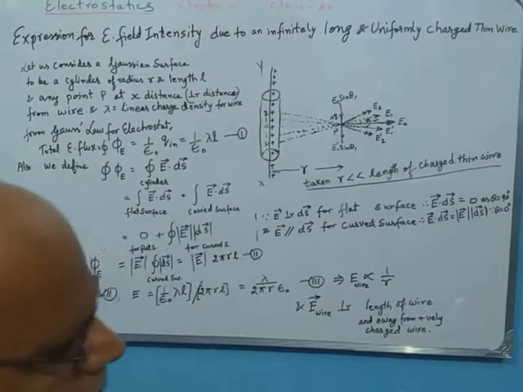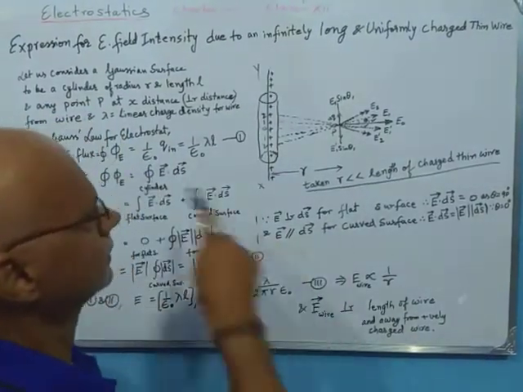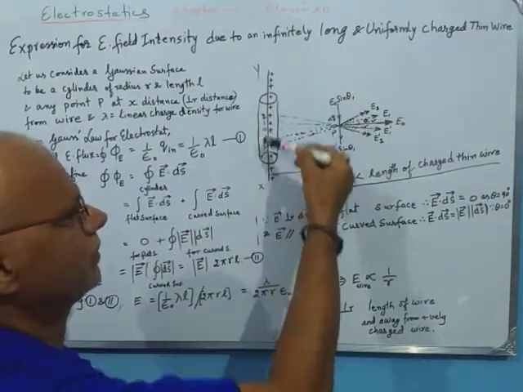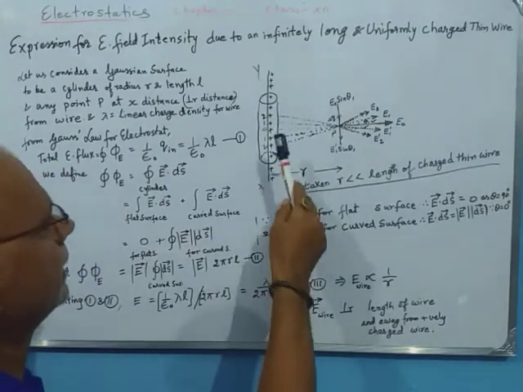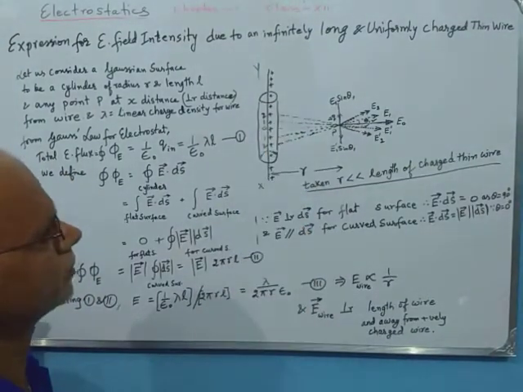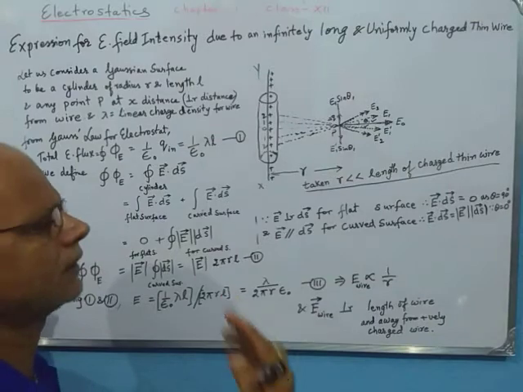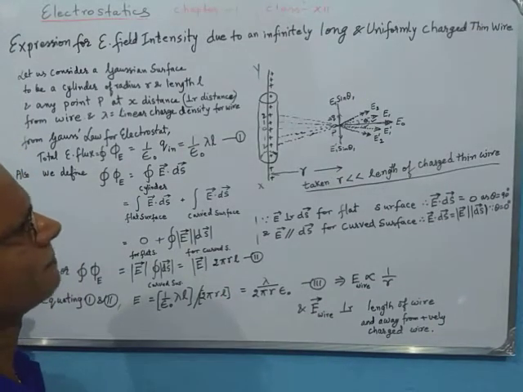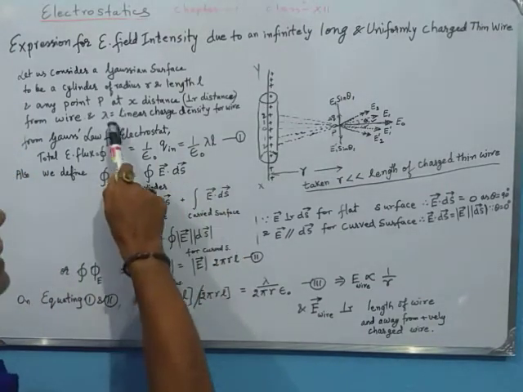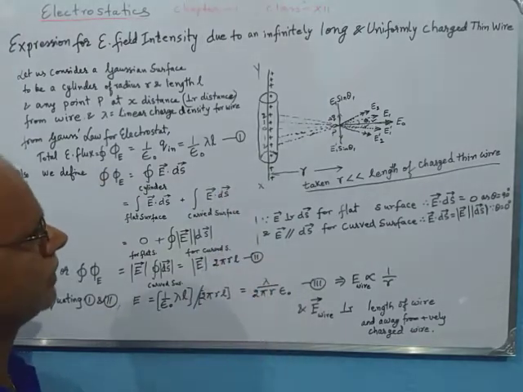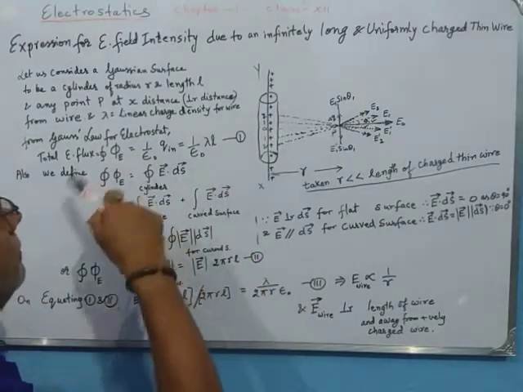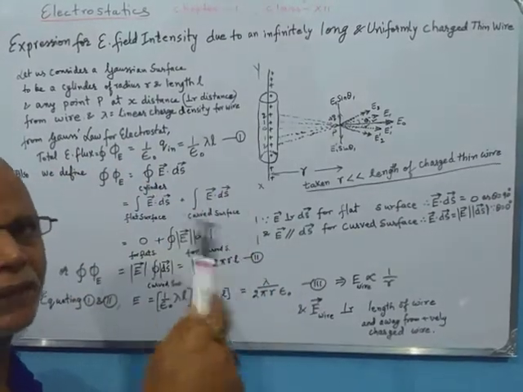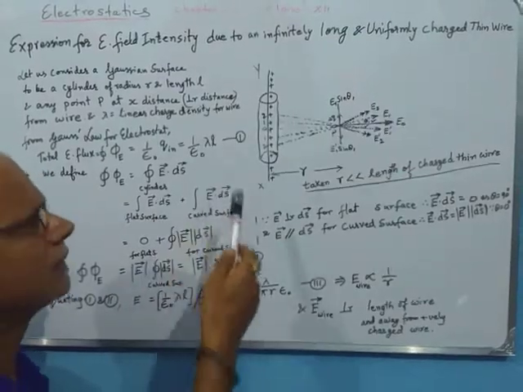You see here I have drawn the picture of a wire and that is being positively charged. You can take a negatively charged rod as well. We also consider that the linear charge density for this wire is lambda, meaning there is lambda charge in unit length of the wire.